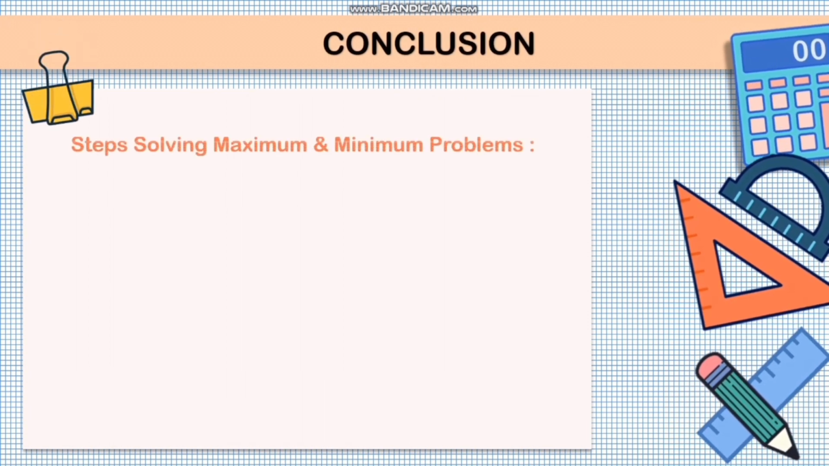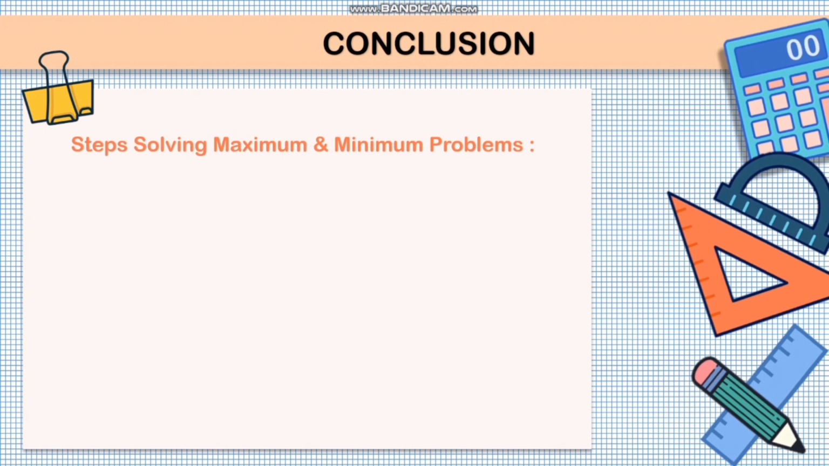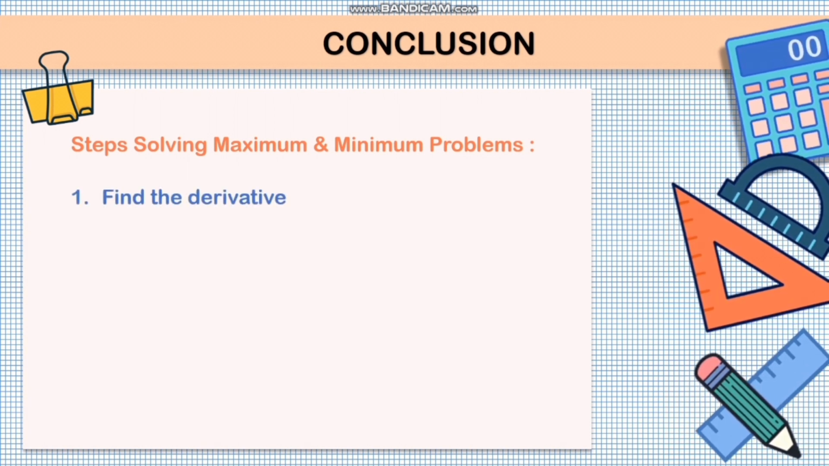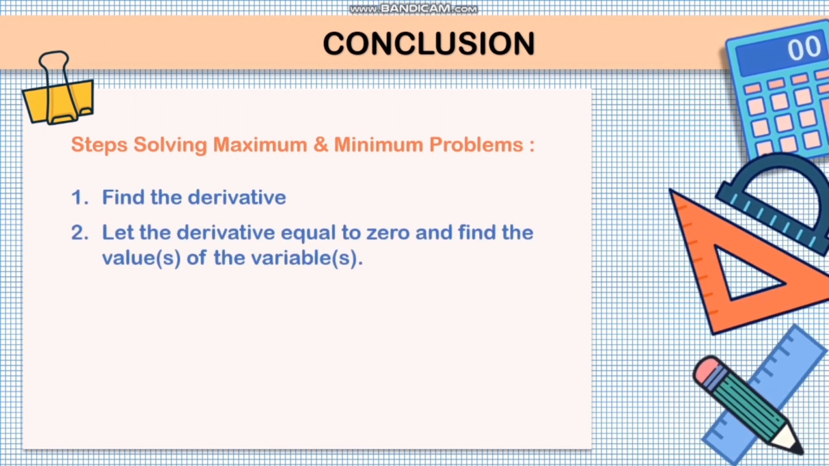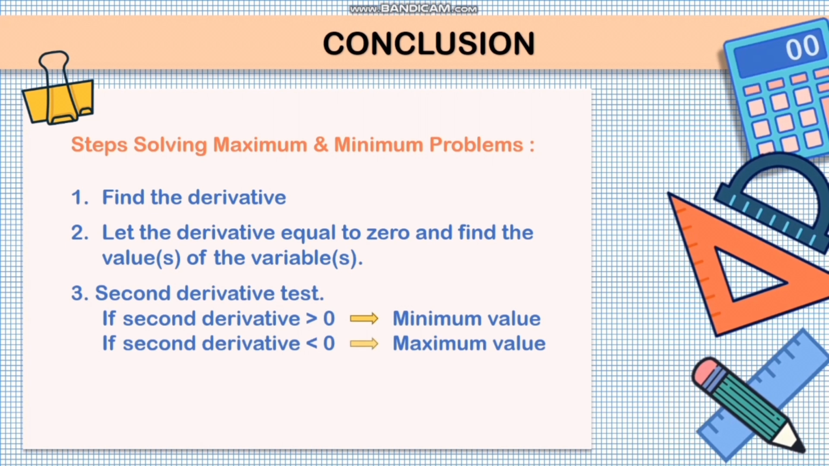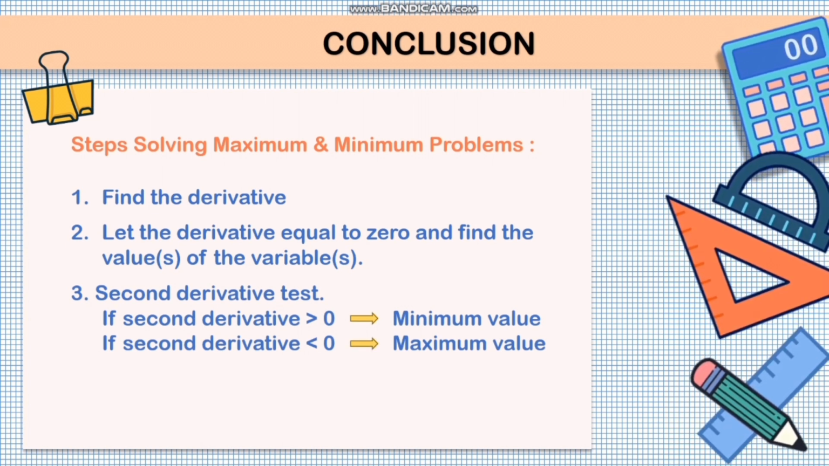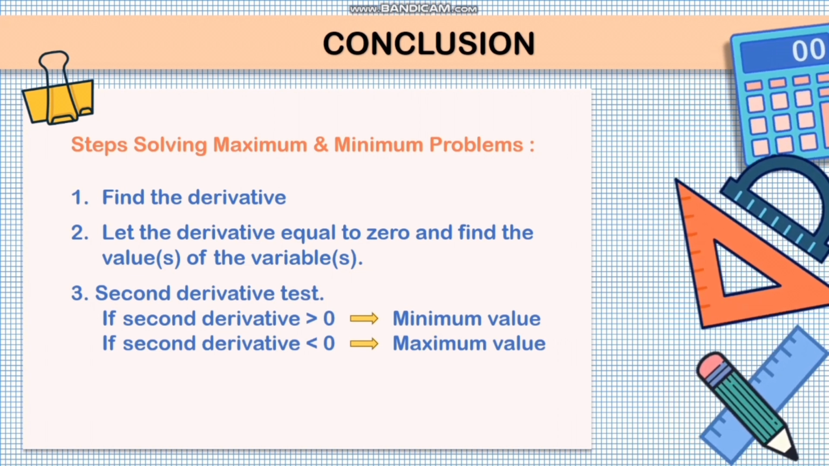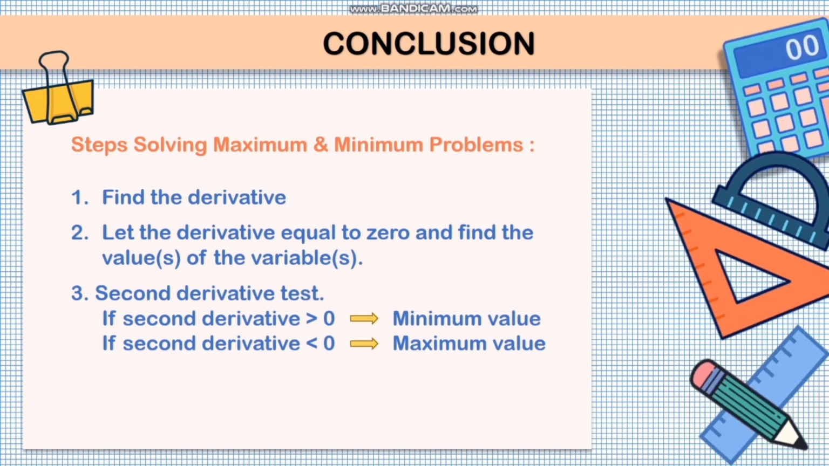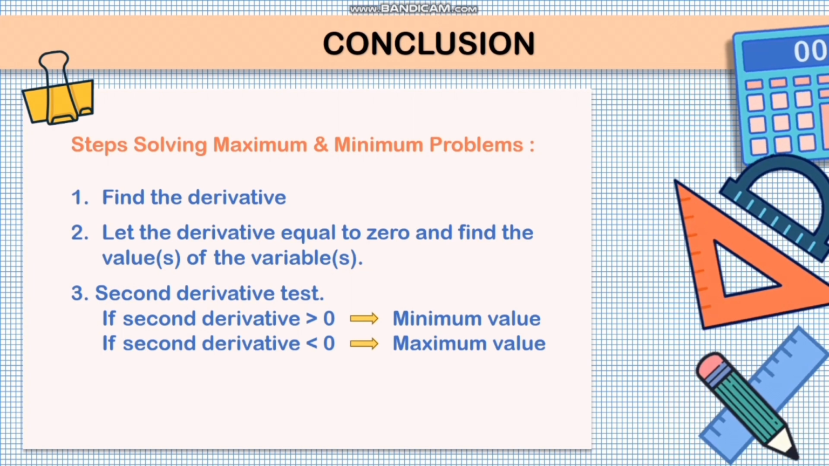In conclusion, these are the steps to solving maximum and minimum problems. First, we need to find the derivative. Second, let the derivative equal 0 and find the values of the variables. Third, in the second derivative test, if the second derivative is more than 0, it is a minimum value. Then, if the second derivative is less than 0, it is a maximum value.